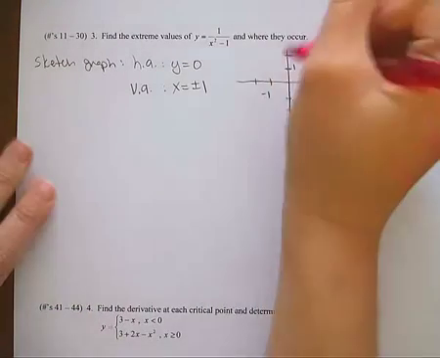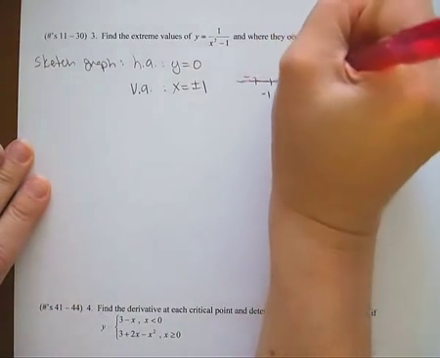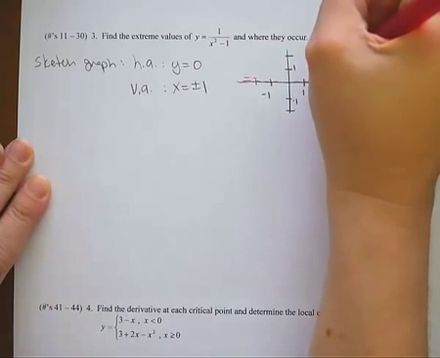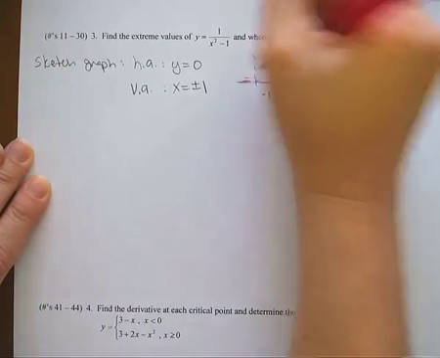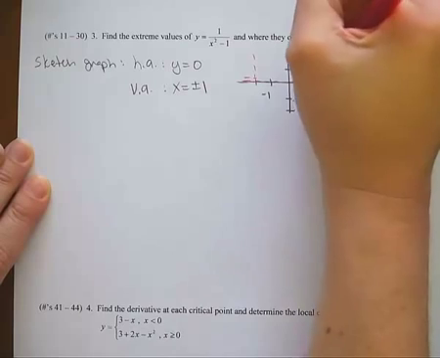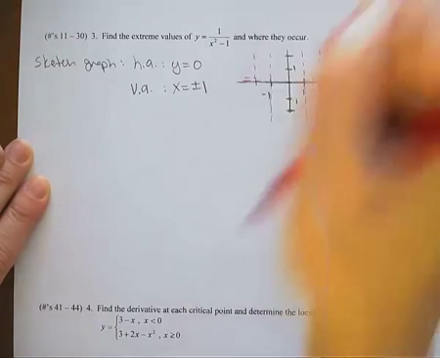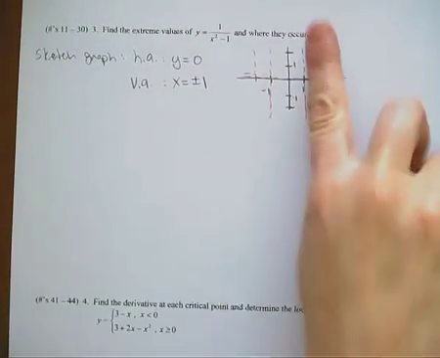So I have my horizontal asymptote at y equals 0, my vertical asymptotes when x equals... just kidding, when x equals 1 and negative 1. That's my bad, so just ignore those.